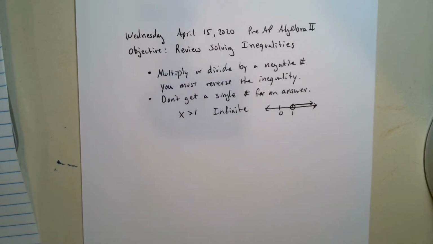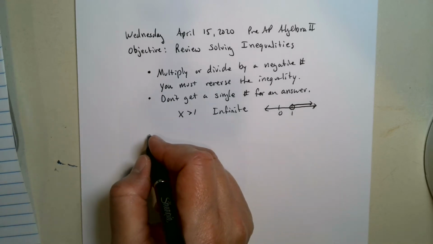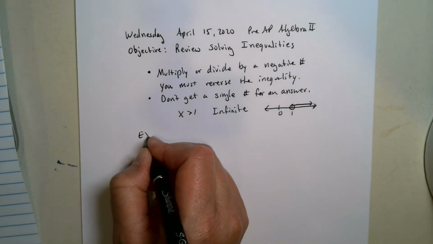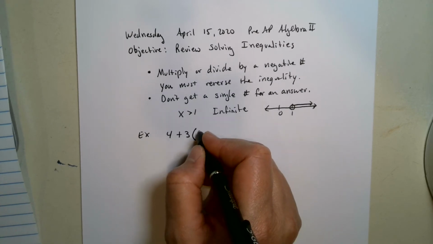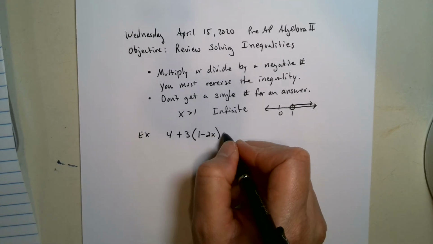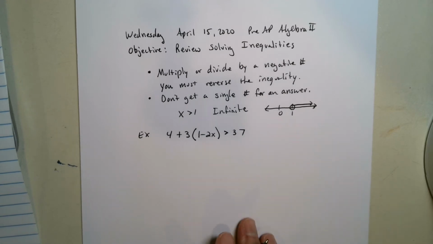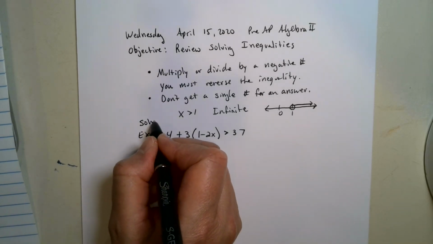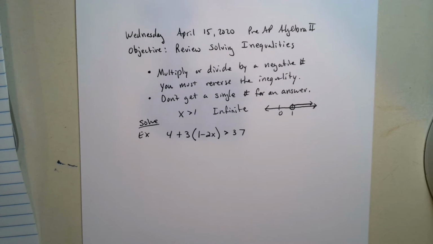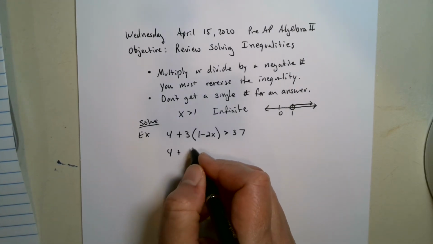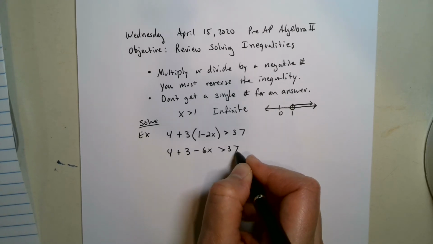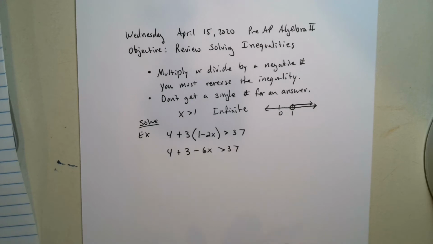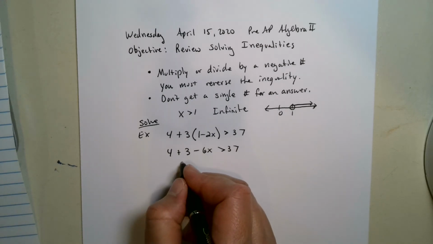Okay. So I want to work a couple with you real quick. Just a refresher. If we had 4 plus 3, parentheses 1 minus 2x, greater than 37, the directions would be to solve, and then graph your answer on the number line. And so we would begin with distributing the 3, so we'd have 3 minus 6x. And then we want to get the x on one side and numbers on the other side, but I'm going to combine these first real quick.